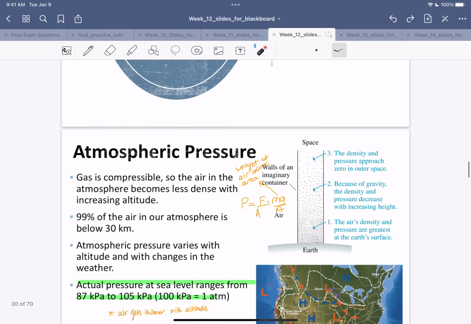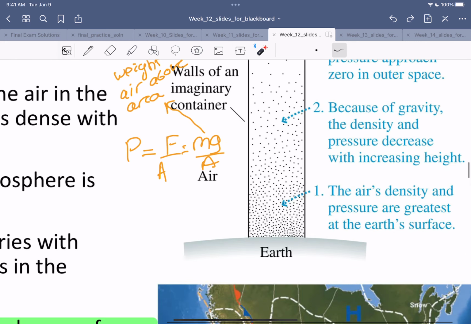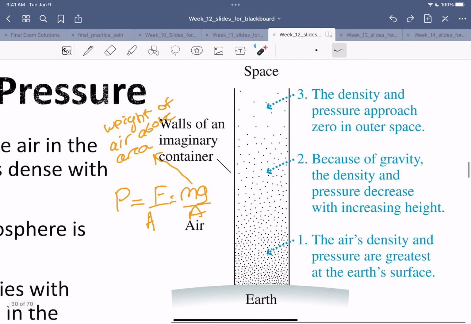That's it for that stuff up there. This is what I was talking about earlier, how we can understand why, as we go downwards in the atmosphere, we see an increase in pressure. The air's density and pressure are greatest at the Earth's surface. Forget the pressure for a sec, just the density of air decreases as you go upwards, right? As you go up in space, density of air decreases.